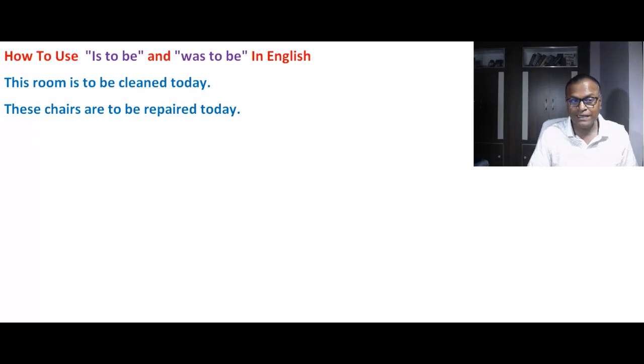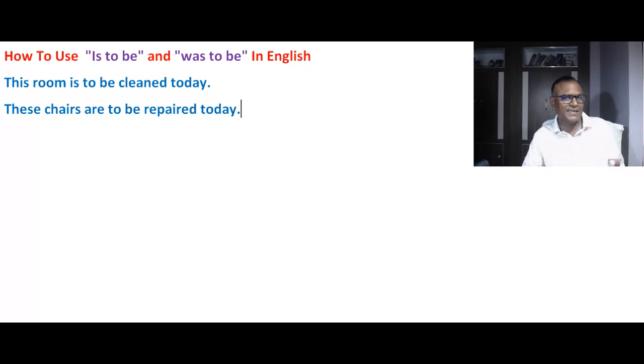अभी एक चीज और समझते हैं. is to be को हम रिप्लेस कर सकते हैं has to be या have to be से भी. तो यहाँ पे दिस रूम is to be clean की जगह हम has to be clean भी कह सकते हैं. This room has to be clean today. These chairs have to be repaired today. ये भी हम कह सकते हैं. तो has को रिप्लेस कर सकते हैं और have को इसमें.